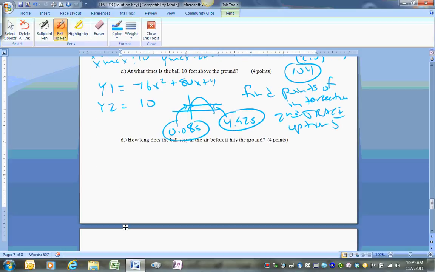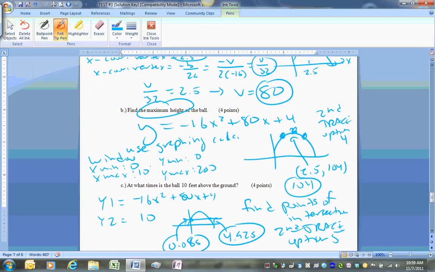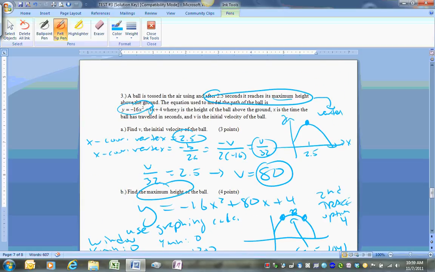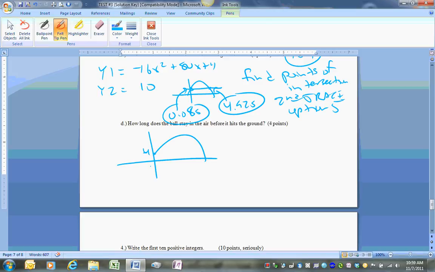Okay, last one, part D. How long does the ball stay in the air before it hits the ground? So we assume it was 5, but we can't assume that because it starts at an initial height of 4. If you were plugging 0 for x into your equation, you'd see that y equals 4. So we can't assume it's just 5.